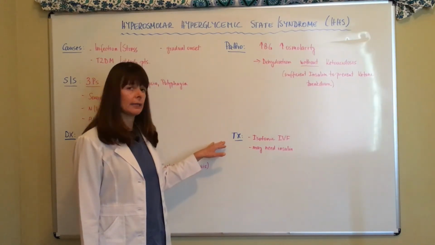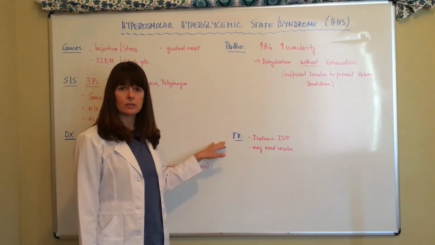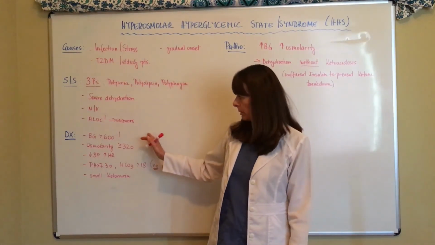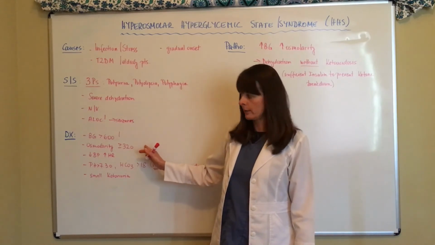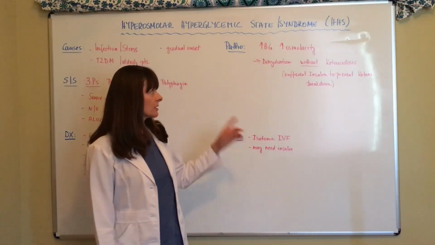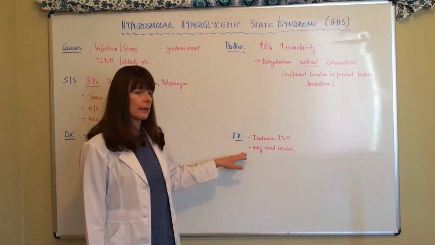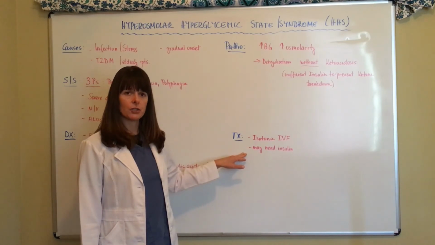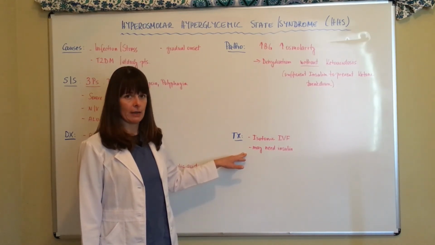And then certainly they will need to be monitored very closely. Their labs will need to be monitored very closely: blood sugar, as well as serum osmolarity, and then urine output. Patients in HHS may or may not need insulin, depending on how their pancreatic function is. They may need insulin in the IV or they may not.